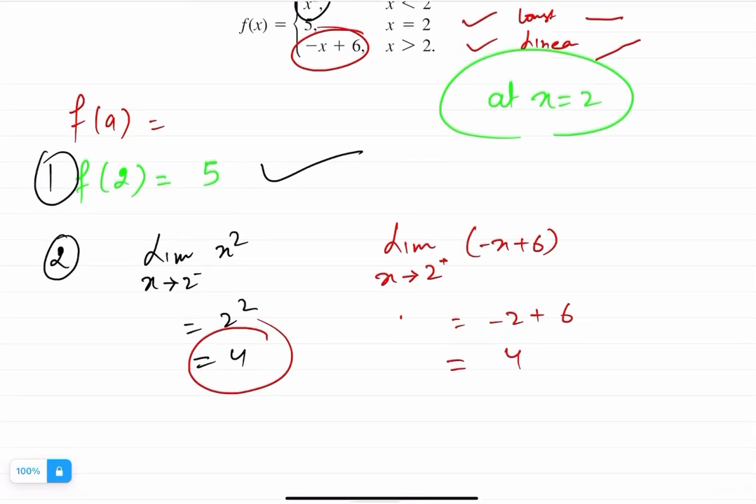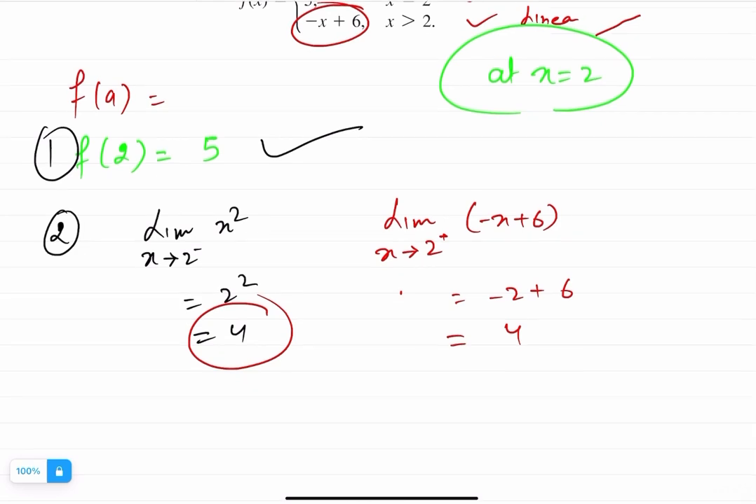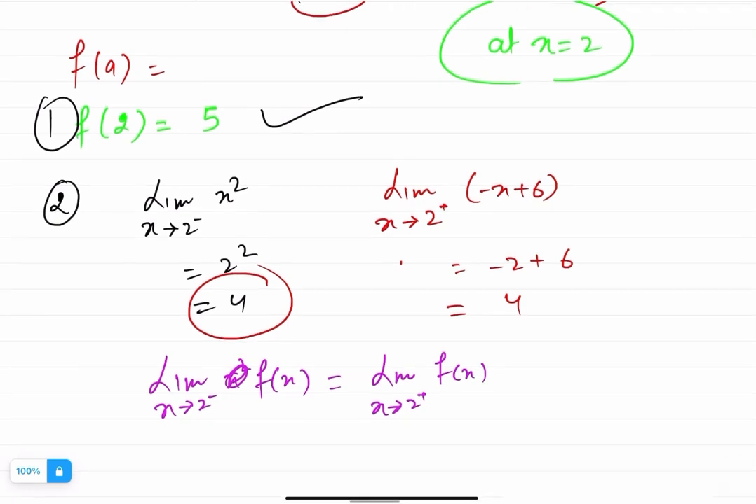That means the left hand limit and the right hand limit are both equal. So we say that the limit as x approaches 2 from the left hand side, that is x squared, for this function is equal to the limit as x approaches 2 from the positive side. It means the left hand limit and right hand limit are equal.